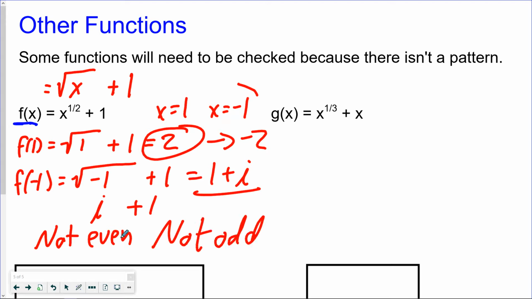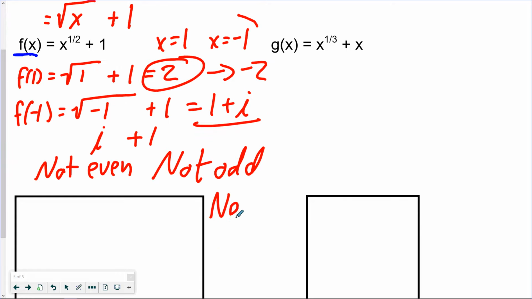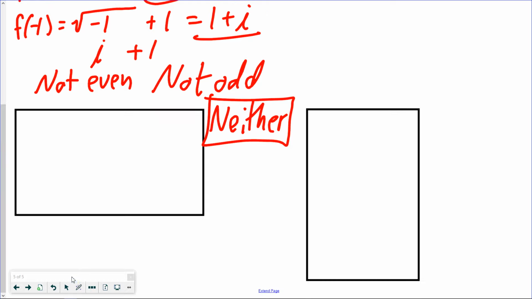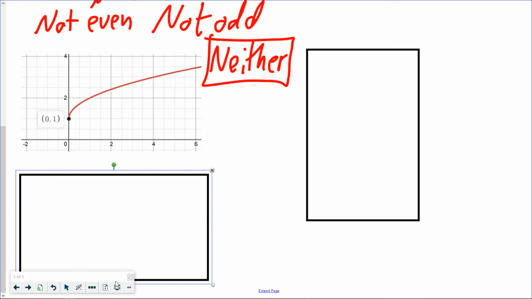Okay, so the square root function is neither. Let's go look at a graph just to see why. So here is our graph of that exact function up above. This is the square root of x plus 1.